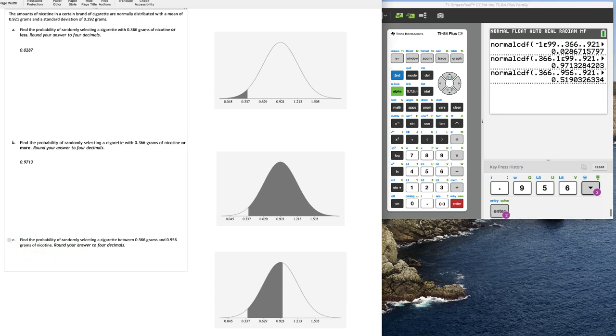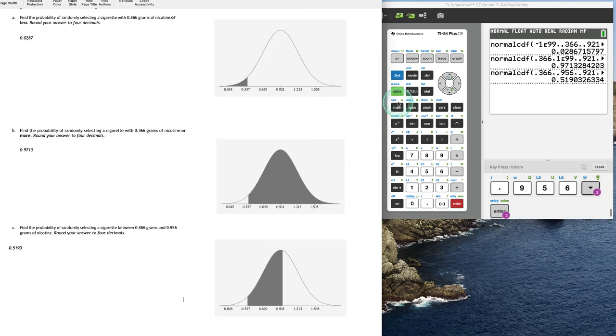is 0.5190. Okay, that was the normalcdf function in your calculator.